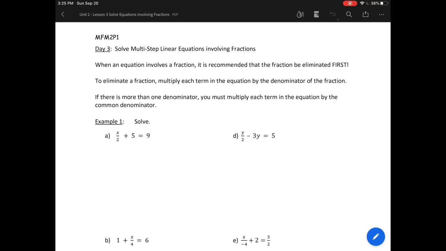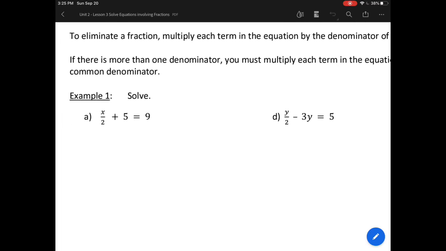In this lesson, we're going to be talking about solving multi-step linear equations involving fractions. We've already done this a little bit, but we haven't had a lot of fraction work up to this point. So in Unit 3, we're really going to focus on making sure we know how to multiply, divide, subtract, and add, all involving fractions. To eliminate a fraction, we need to multiply each term in the equation by the denominator of the fraction. If there is more than one denominator, you must multiply each term in the equation by the common denominator. We're going to go over what that means in these examples.